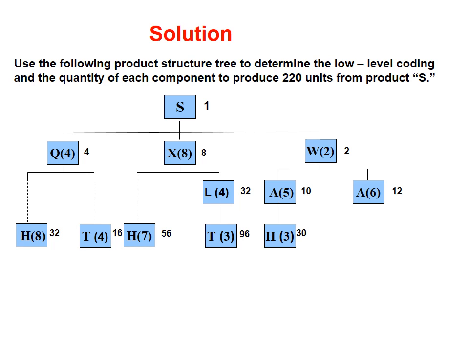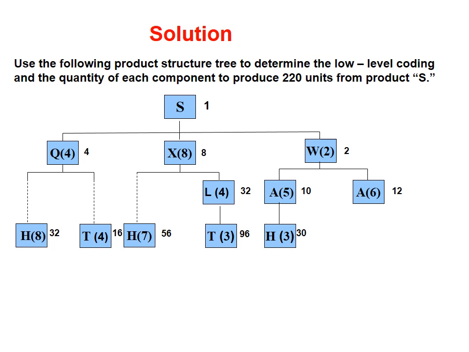The other branches, we need from X, 8. To calculate what we need from L, 4 times 8 equals 32. T, for each of L, we need 3 from T. 3 times 32 equals 96.